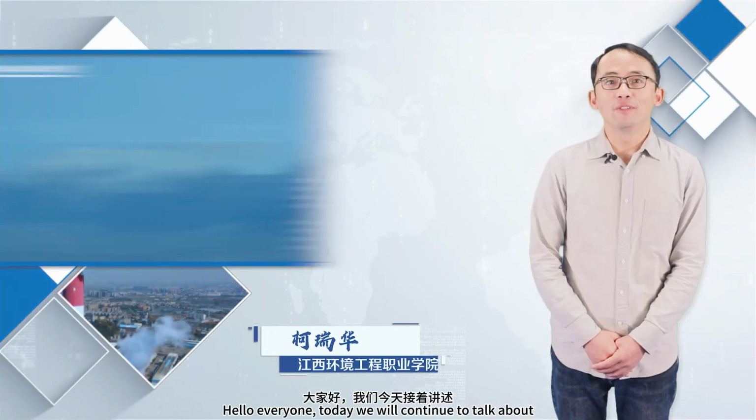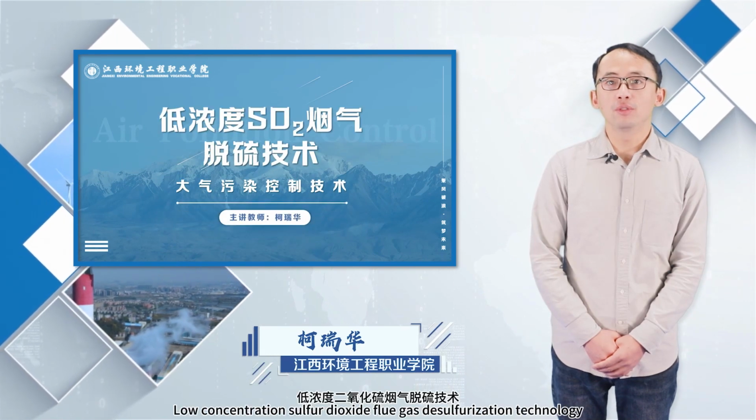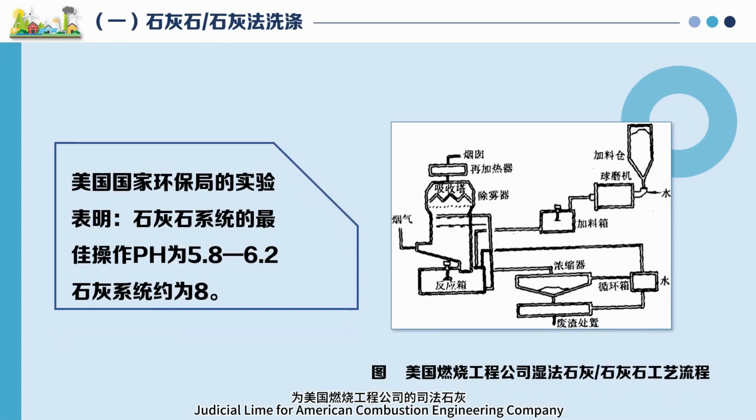Hello everyone, today we will continue to talk about low concentration sulfur dioxide flue gas desulfurization technology, as shown in the figure. This is the limestone process flow of the American Combustion Engineering Company. National Environmental Protection Agency experiments in the United States indicate that the optimal operating pH of the limestone system is 5.8 to 6.2. The pH value of the lime system is 8.